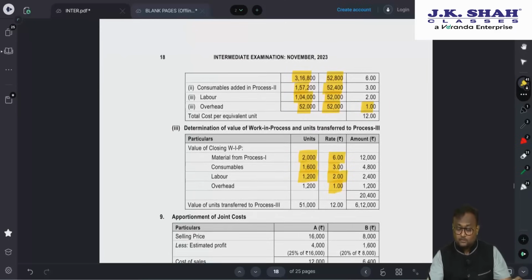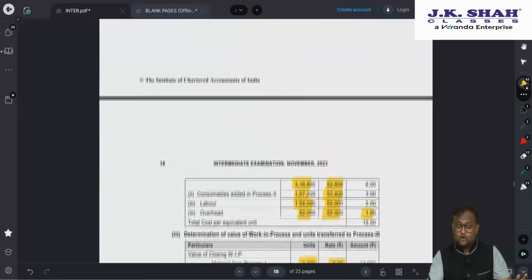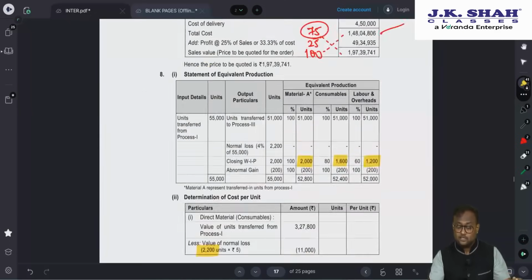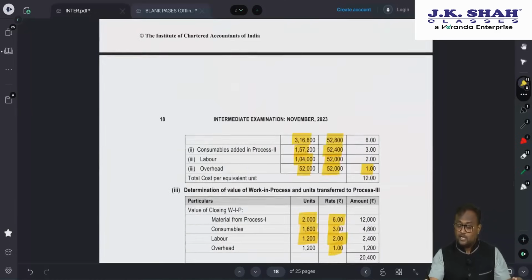Abnormal gain. Abnormal gain will not be a proxy. They have not asked, but then still 200 multiplied by total cost of 12 per unit. That can be done. Equivalent production will not be a problem for you. Just solve the JKSC material. That will be more than enough.